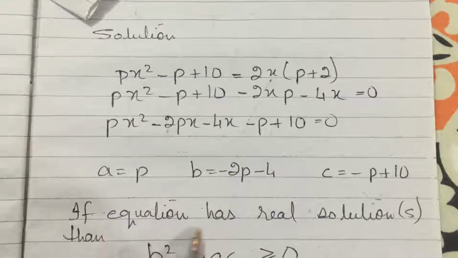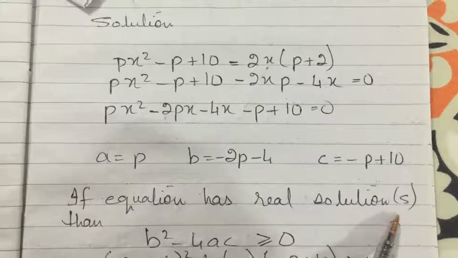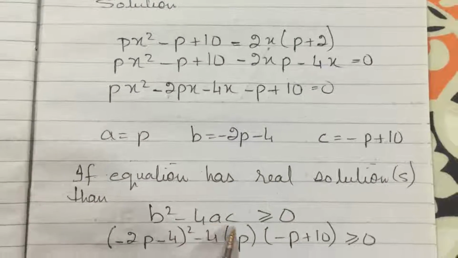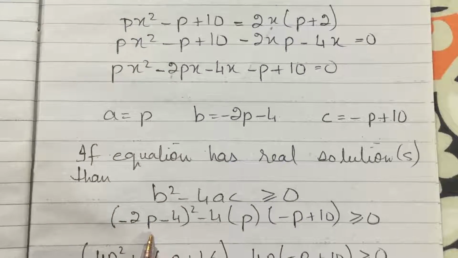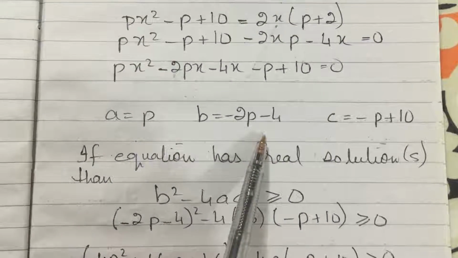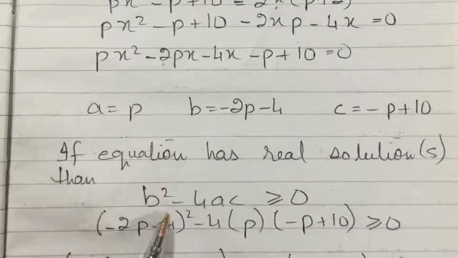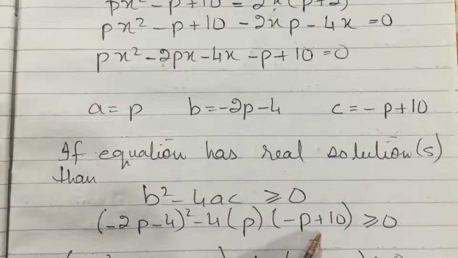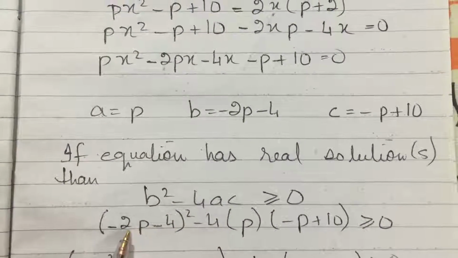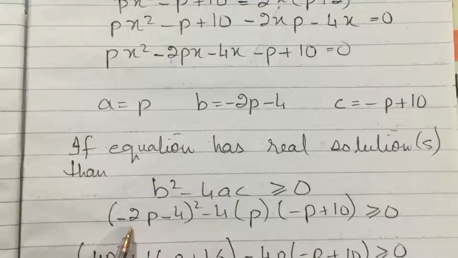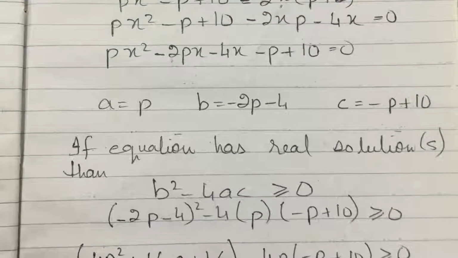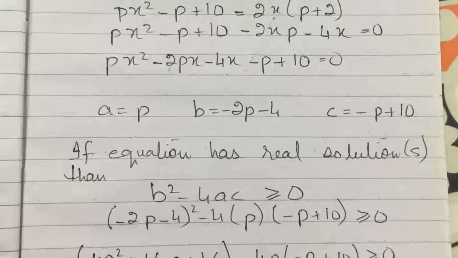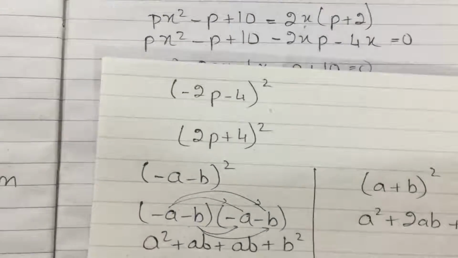Now it is said if the equation has real solutions, then the discriminant is greater than or equal to 0. So I am substituting the values here. b is minus 2p minus 4, a is p. So I am substituting the values and then I will expand. Now what I have seen, students mostly make mistakes in this expansion. They do not have a clear understanding of this, so let me explain it here.